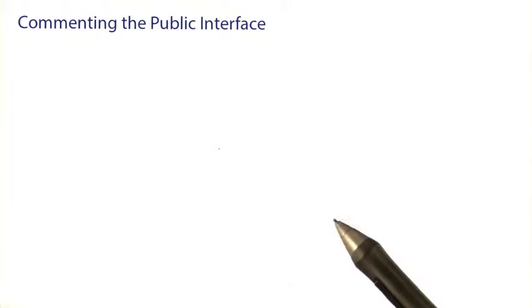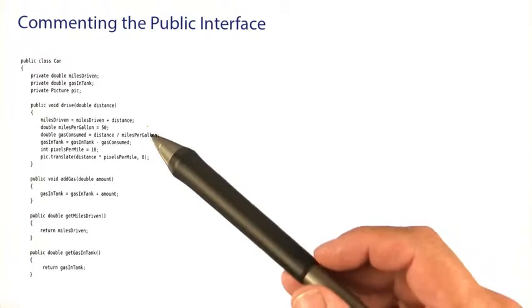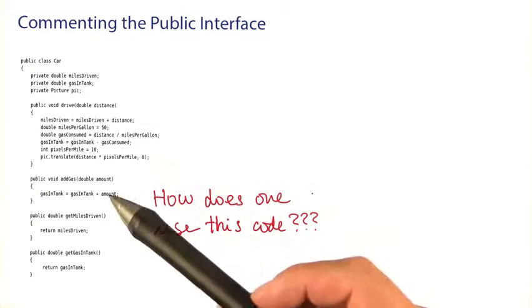Now we've done a lot of work. You've learned how to identify the instance variables of a class, how to provide the methods, how to write the constructors, and the result has been a lot of code. But we've forgotten something very, very important. How does one use this code?